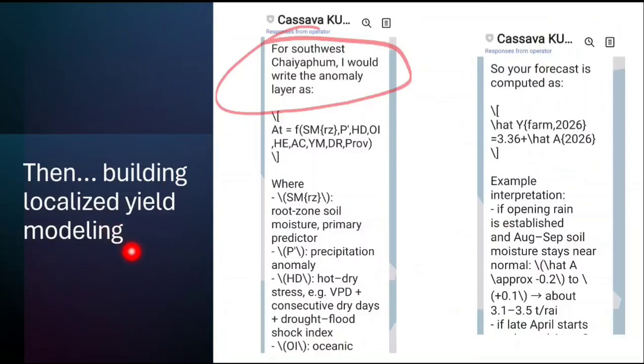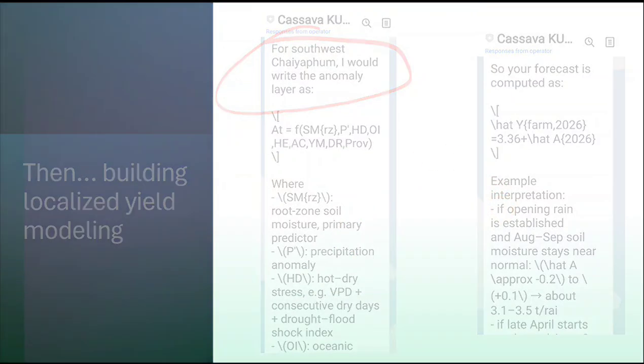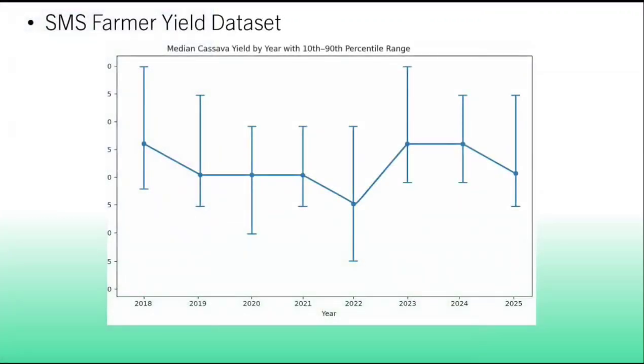For localized yield modeling, you can also ask the AI, for example, for Chayapong, and then it will execute the model in different ways, even picking up the different models we have trained, because the input data has different lengths and different behaviors. For example, this is the SQS farmer yield dataset. For the 8 years that the record spans, there's a range of realizations each year. Some spreads are bigger, some are small.